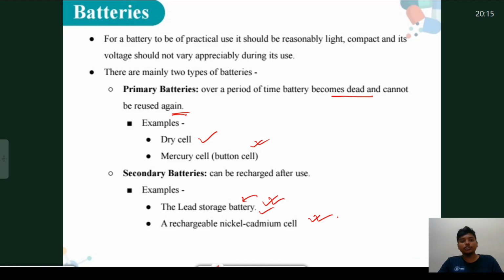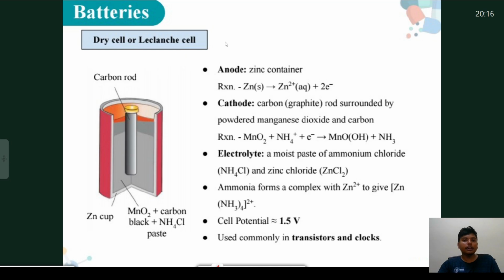What are the differences actually? Primary battery, whatever you use in your TV remote, that is nothing but a primary battery, dry cell, that is also known as Leclanche cell. How does it look inside that battery? Have you ever tried to open it? No. Okay, if you ever open it, use gloves and all.